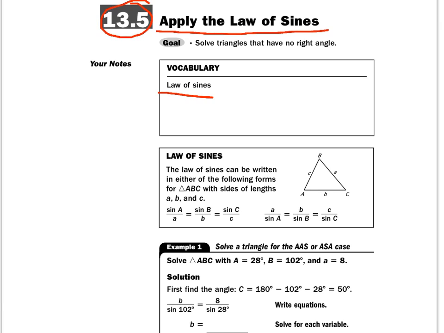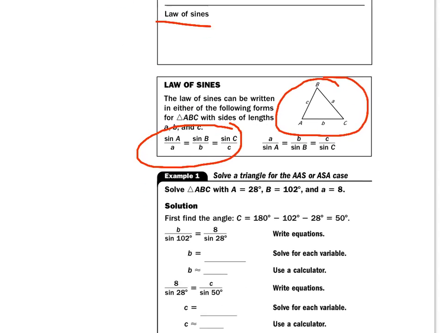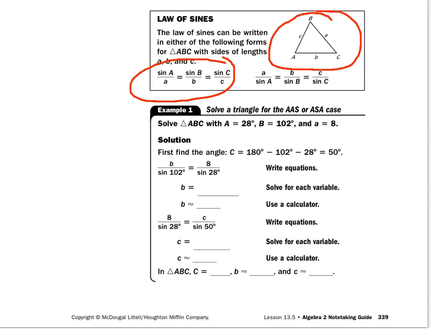So the law of sines is right down here. Given any triangle, that does not have to be a right triangle. This is the first time we're dealing with something that does not have to be a right triangle. Given any triangle, this holds true. So let's see how we'll use that information.